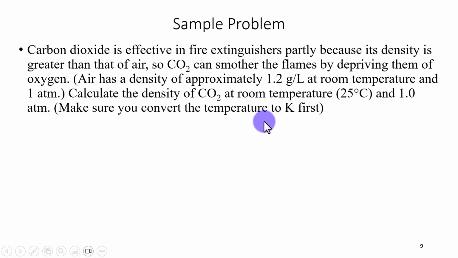Okay, convert to Kelvin first. In this problem, you're actually calculating the density and not the molar mass. What you need to do then is calculate the molar mass of CO2 first. That will be your big M. And then that's equal to density times R, which is 0.0821, times the temperature, converted to Kelvin, divided by 1 atmosphere, which is your pressure, and then calculate the density.